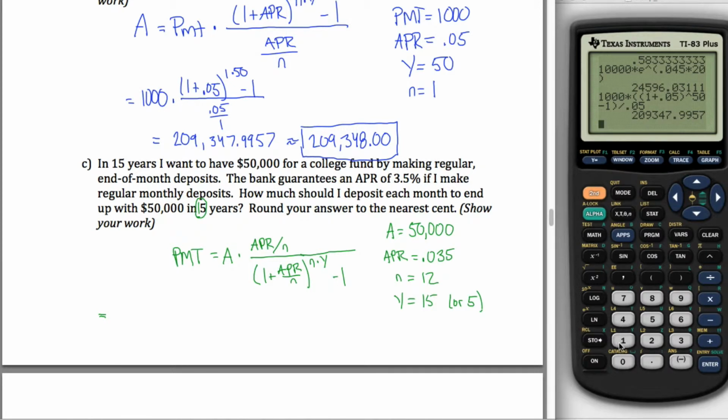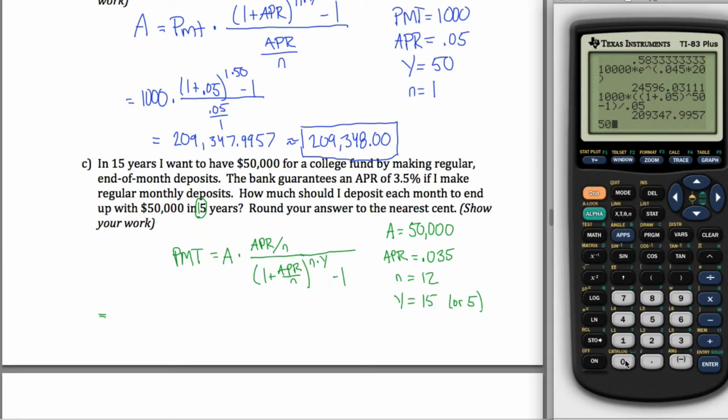Let's see, so we got A, which was $50,000, the amount I want to end up with. And then I want to multiply that by APR divided by, so 0.035 divided by N, which is 12. And then I want that to get divided by, so all these division signs can be kind of complicated. You don't need these parentheses, but I'm going to put them in there just to try to make things more clear.